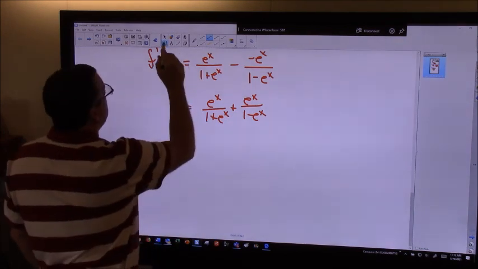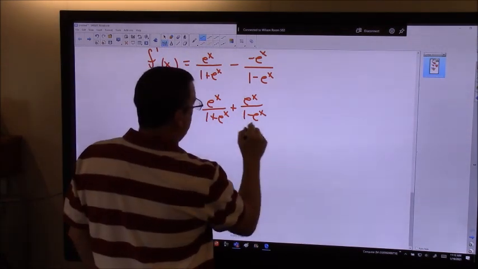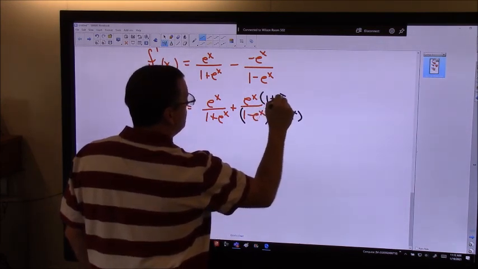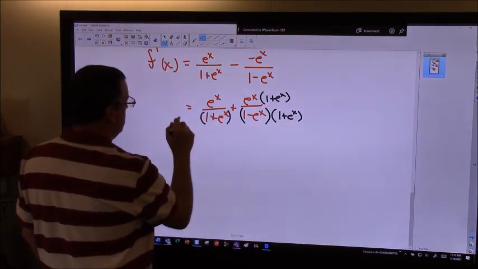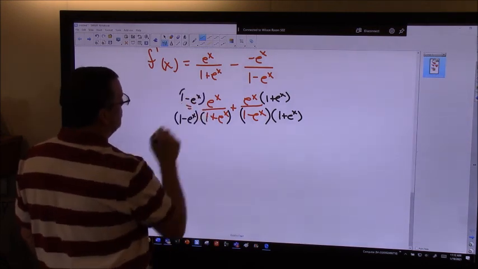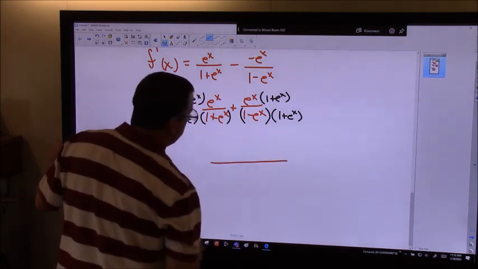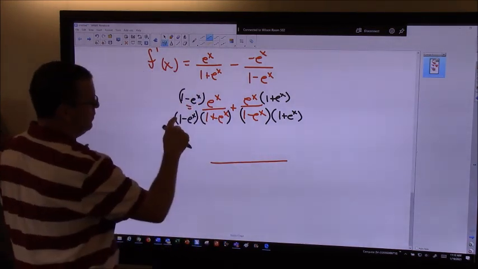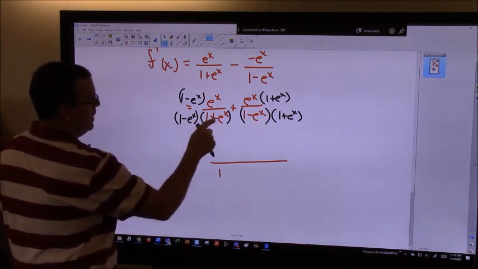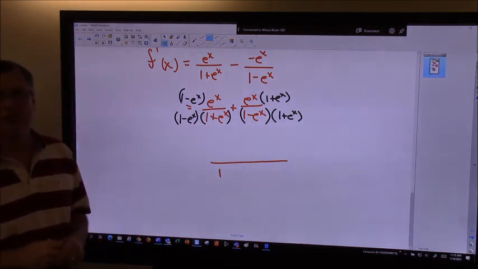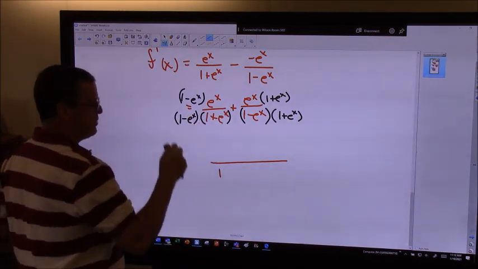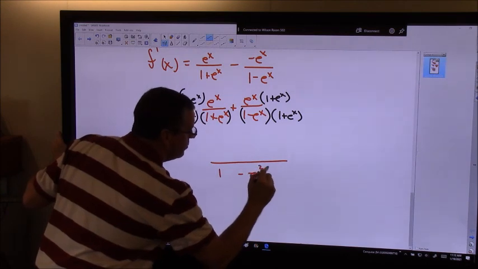If they found a common denominator, then I'd have to multiply this side, top and bottom, by 1 plus e to the x. Over here, I've got to multiply top and bottom by 1 minus e to the x. And so if I FOIL this, my common denominator, I get 1 plus e to the x minus e to the x, and then minus e to the 2x. When you multiply things with exponents, you add those exponents together. So x plus x would be 2x. So minus e to the 2x.